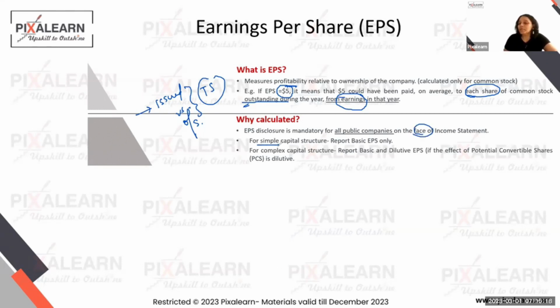That is for a company which has a simple capital structure. We'll understand the difference between simple and complex. But simple typically means that I have only one class of shares outstanding. There are no potentially convertible equity shares. That means there is no possibility that in future some debentures, preference shares, warrants or options can be converted to equity shares. So if you have a very simple capital structure, I will simply report the basic EPS. But if my capital structure is complex, that means I have potential convertible shares. In those cases, I have to report both basic and diluted EPS.